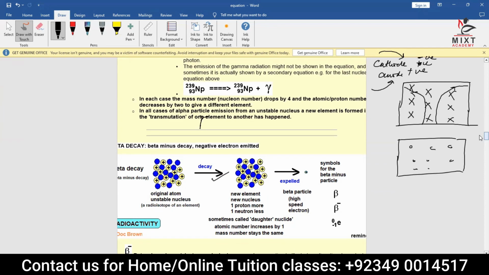Now write this equation which I am writing here. Let's suppose you have again X. This is your Z, atomic number. This is your A, that is mass number. When beta is decayed, your atomic number or proton number will be increased by 1 and your mass number remains the same. This is your beta emission.